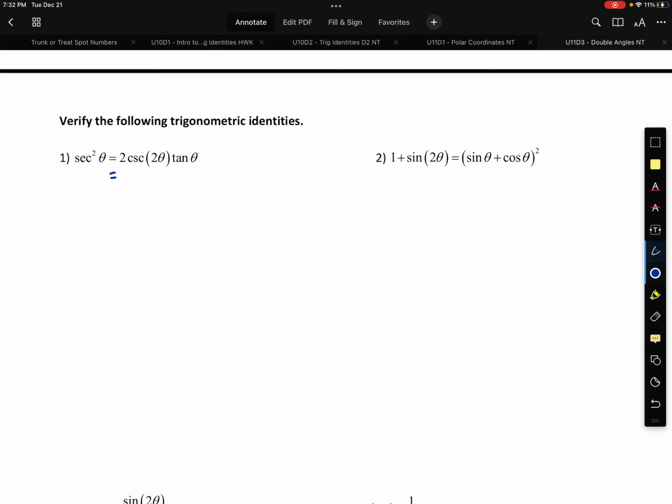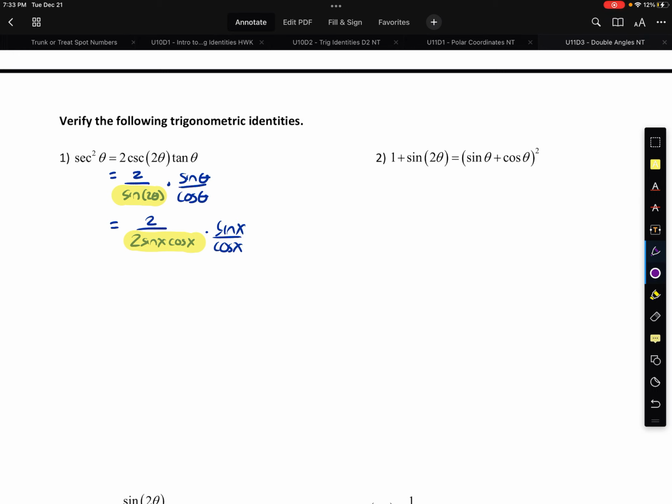Alright, so, similar rules as in the past. We leave the left, we change the right. So you know what? I can rewrite this as 2 over sine 2 theta times sine theta over cos theta. So I move things around and brought the sine and cos. Well, I got my new formula. So 2 over sine x cos x times sine x over cos x. Alright, so there is my formula.